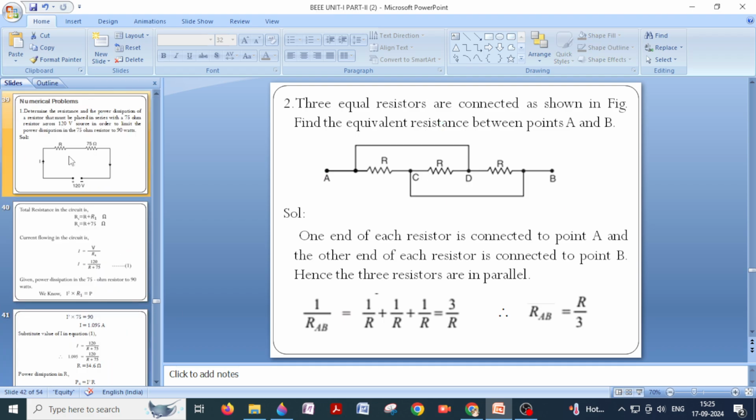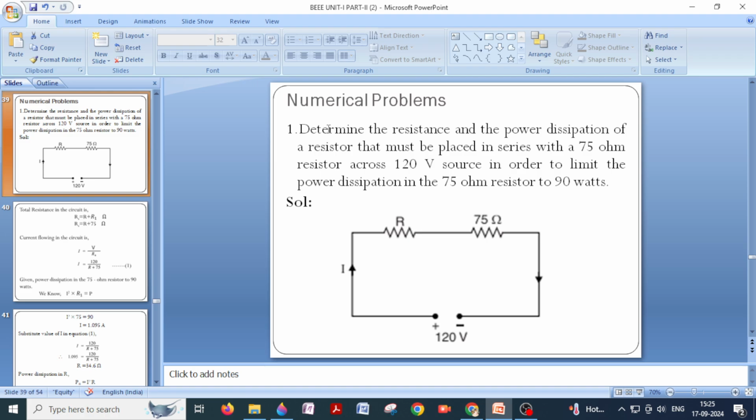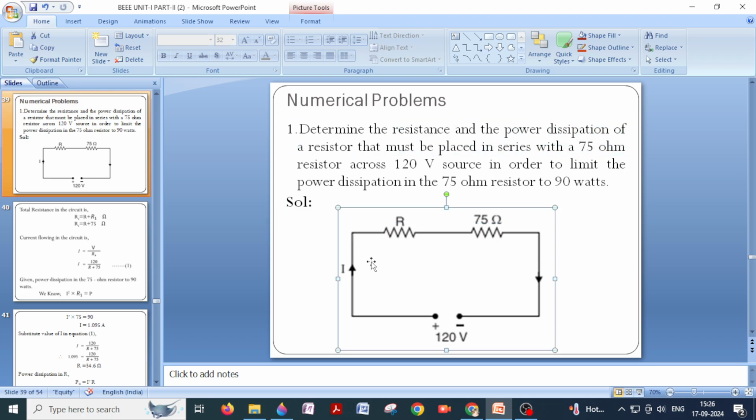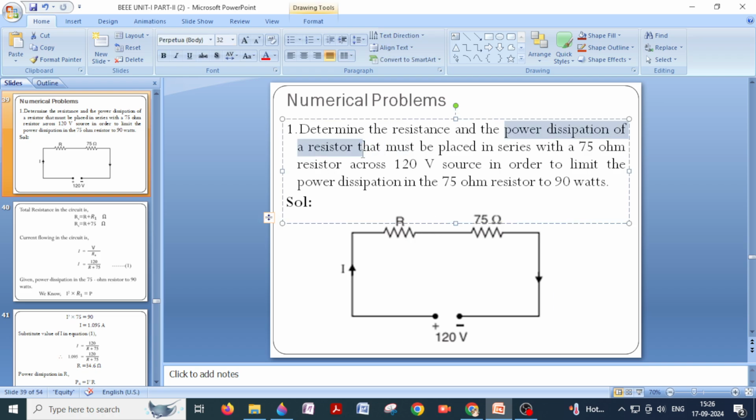Okay, so let us go to the next problem. In this problem, they have asked us to determine the resistance and power dissipation of the resistor that must be placed in series with 75 ohms. So you can see a circuit. In this there is a 75 ohms resistor and R is there. The R value is not given, but they have asked us to determine the power dissipated by this R. How much power is dissipated?